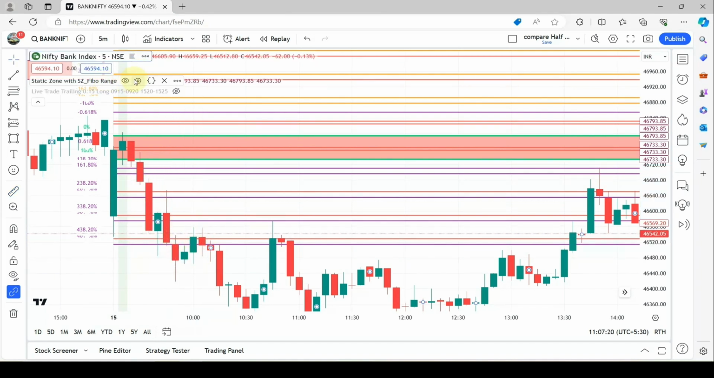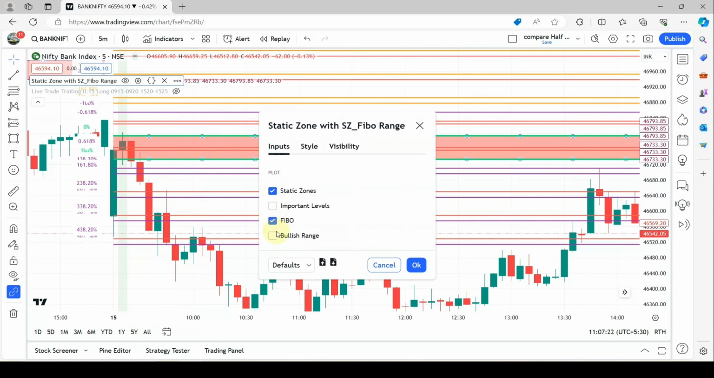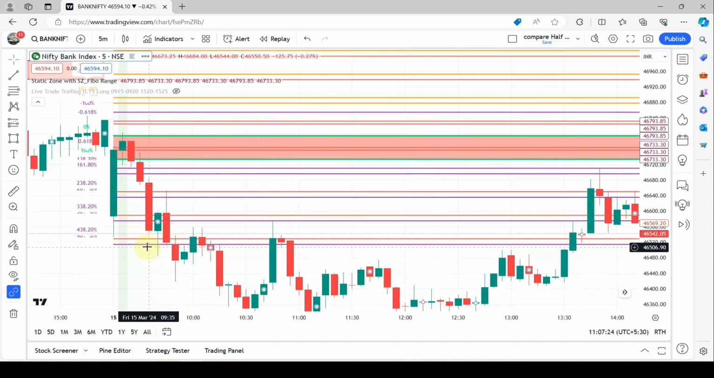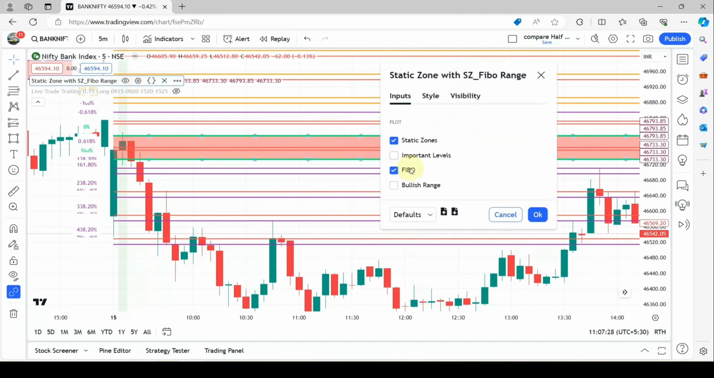Now you can see our Fibo levels. The final Fibo level is there, and if you see the settings of the indicator, we have not enabled the bullish range. So it is right now in a bearish range. That means we are in a sell entry. So the bearish range is the target for this entry.